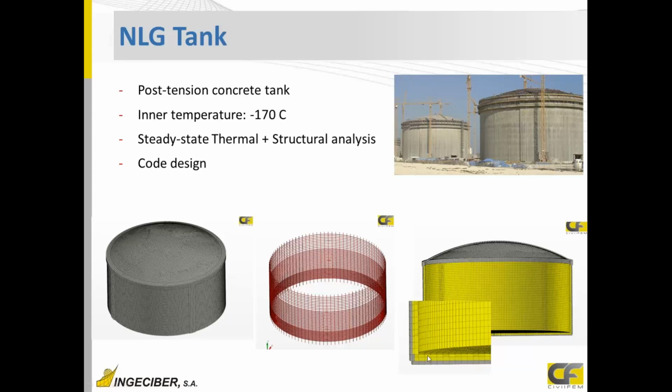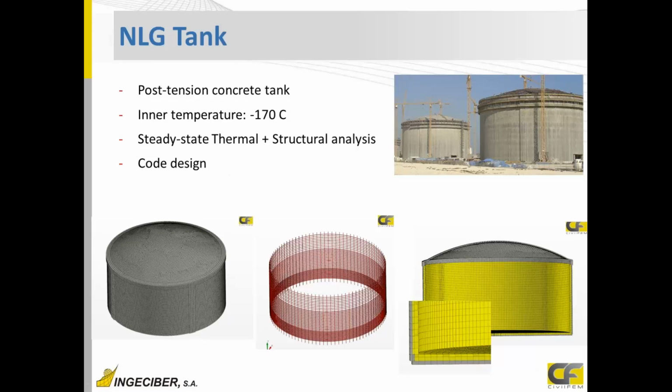The yellow part is the material to avoid high thermal effect on the concrete part. And in this model we are solving steady state thermal analysis plus structural analysis. Just steady state, we would like to check the thermal gradient in the concrete and check and design by code. So we don't have much time to see this model.